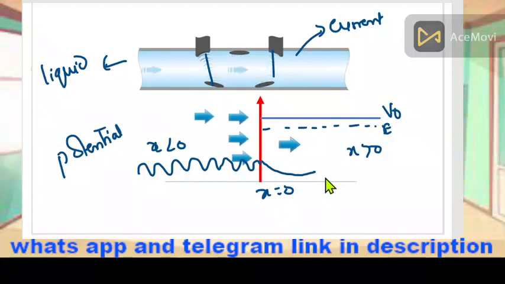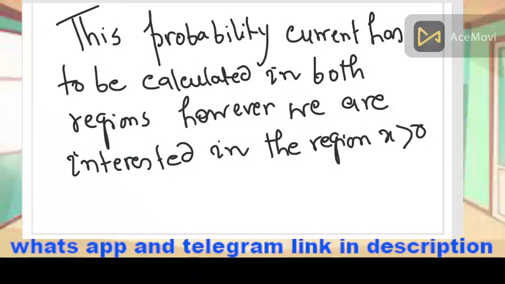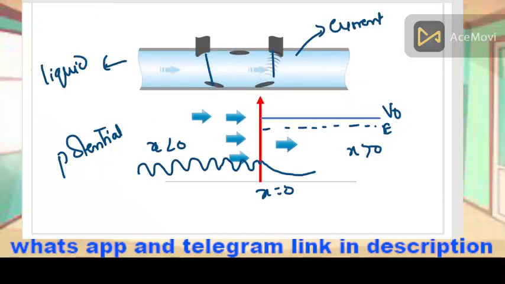So it is not that it will become 0 as soon as it crosses the potential step, and at x equal to 0 it is 0. It is decaying. It will be 0 somewhere far from x equal to 0. So the probability current has to be kept. So what is the formalism here? What is the method here?